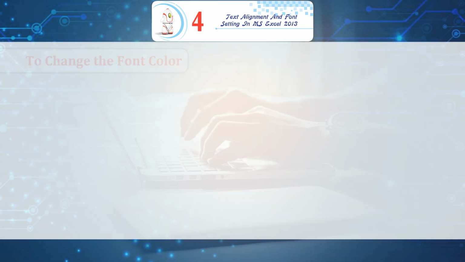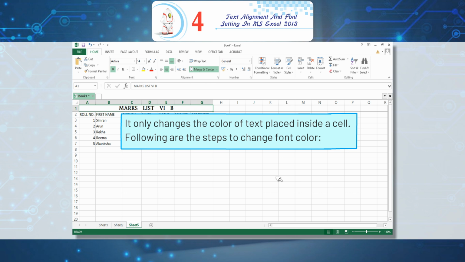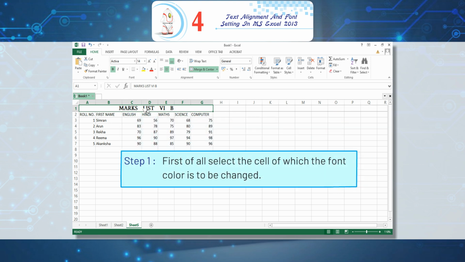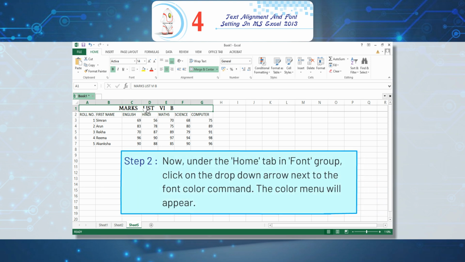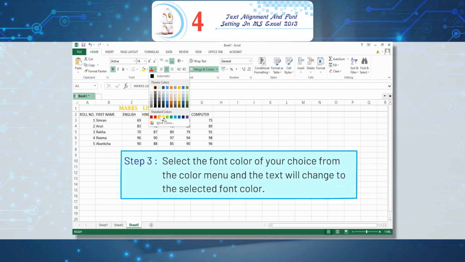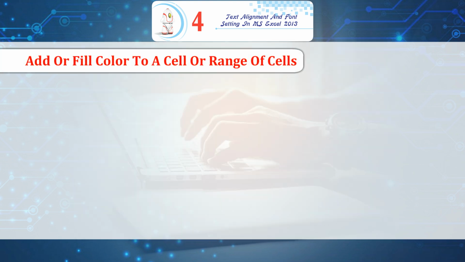To change the font color, which only changes the color of text placed inside a cell, following are the steps. Step 1. First of all, select the cell of which the font color is to be changed. Step 2. Now under the Home tab in the Font group, click on the drop-down arrow next to the Font Color command. The color menu will appear. Step 3. Select the font color of your choice from the color menu and the text will change to the selected font color.